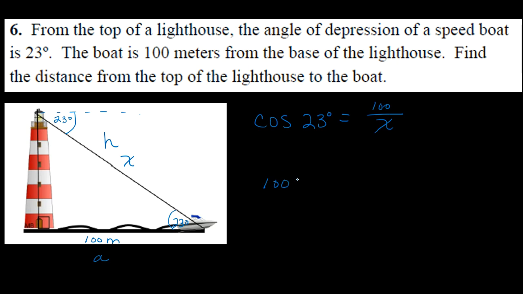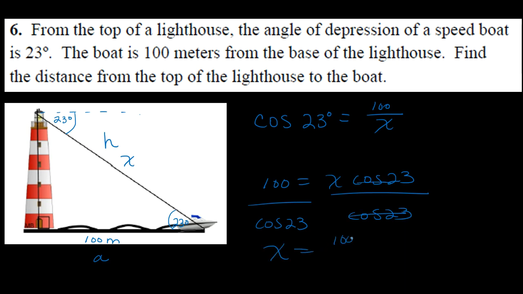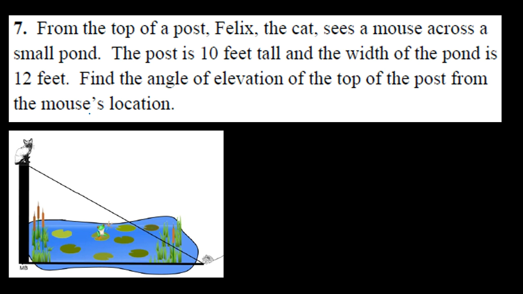Cross multiply. Divide each side by cosine of 23. X is going to be equal to 100 over cosine 23. So n over d, 100 in my numerator, cosine 23 in my denominator, we get 108.6. And this is meters. Always put your units.